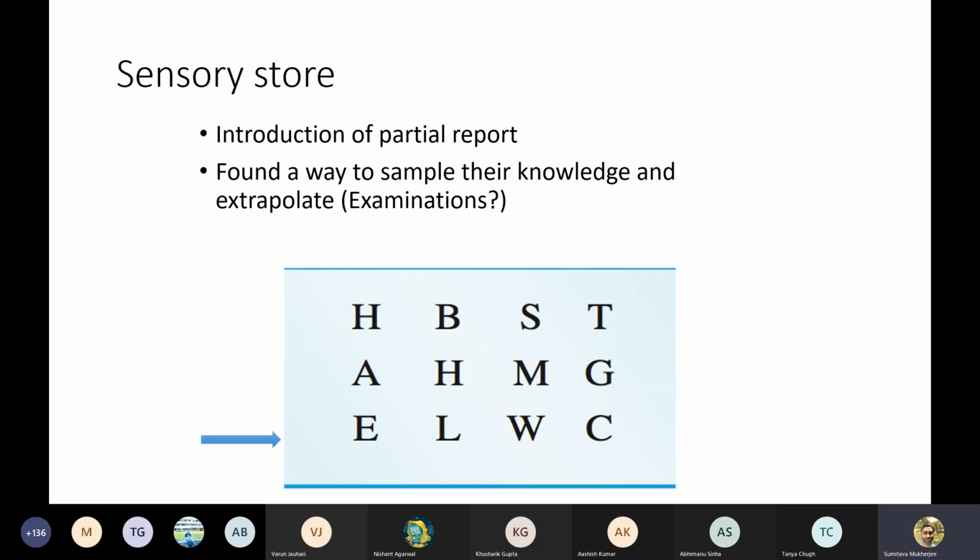What happened was, once this arrow cued a specific row, then most people were able to recollect this row. Then this would be random. So sometimes the arrow would come on the last row, sometimes on the top row, sometimes on the middle row. Whichever row cued, the word is cue. Cue means giving a pointer. Whenever the arrow cued a specific row, then people were able to recollect this row. What does this show? How much information are we actually able to hold?